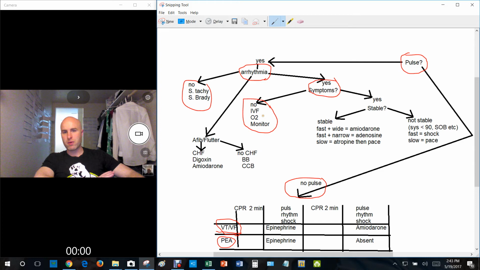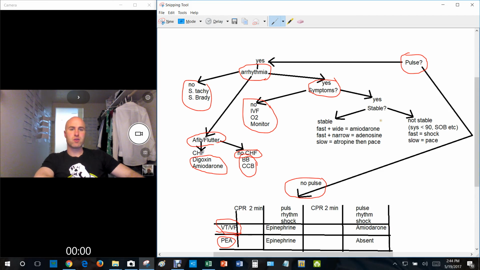So if their arrhythmia is AFib or aflutter, and they don't have congestive heart failure, then you can give them beta blockers or a calcium channel blocker. But if they have AFib and they have congestive heart failure, then you need to give them digoxin or amiodarone. If of course they become unstable, you need to shock them.